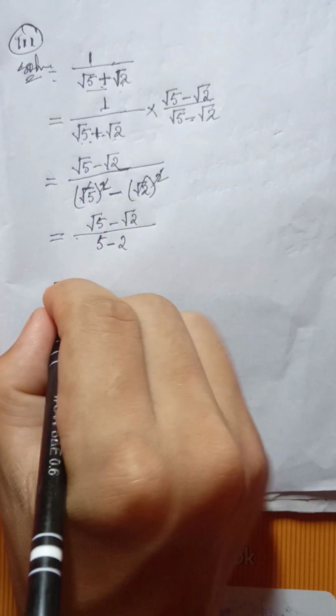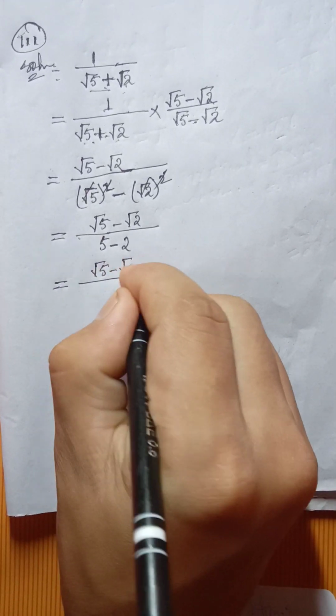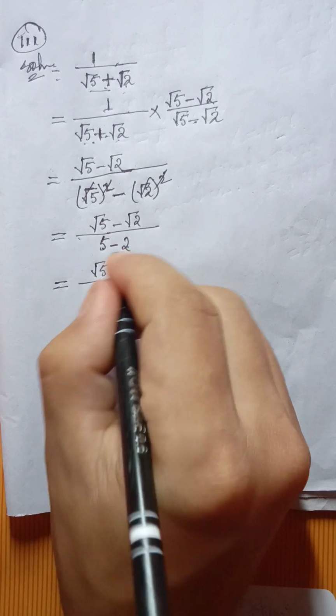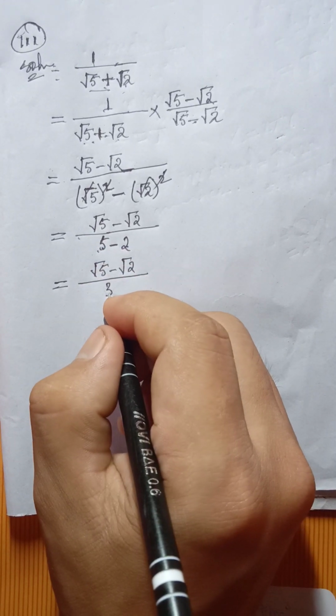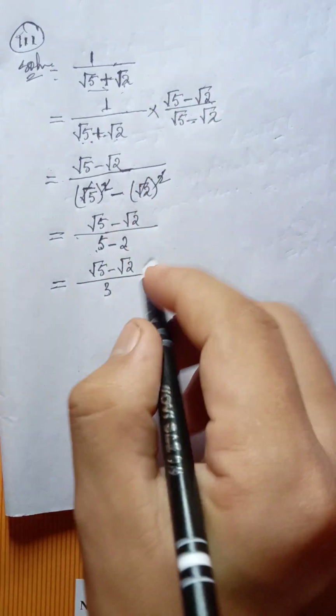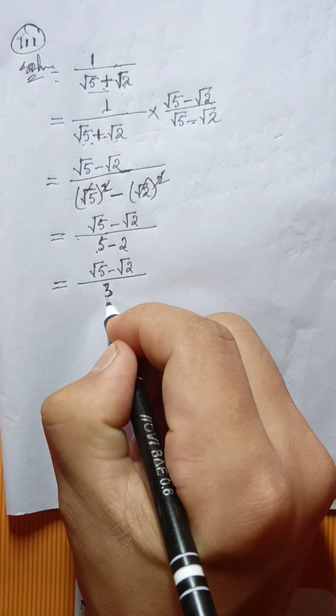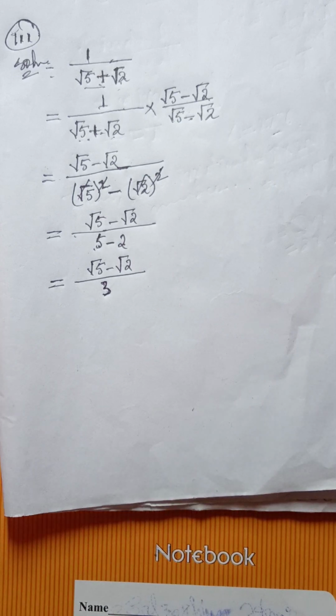If you subtract 2 from 5, how much will you get? Then you will get 3. 3 is a rational number that we just converted from this. So this is all the question asked us to solve. That's all. Then let us proceed to Roman number 4.